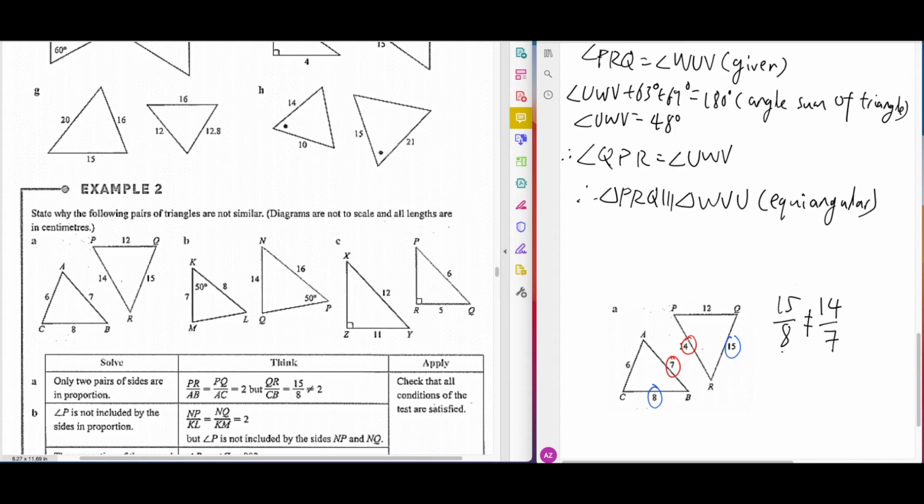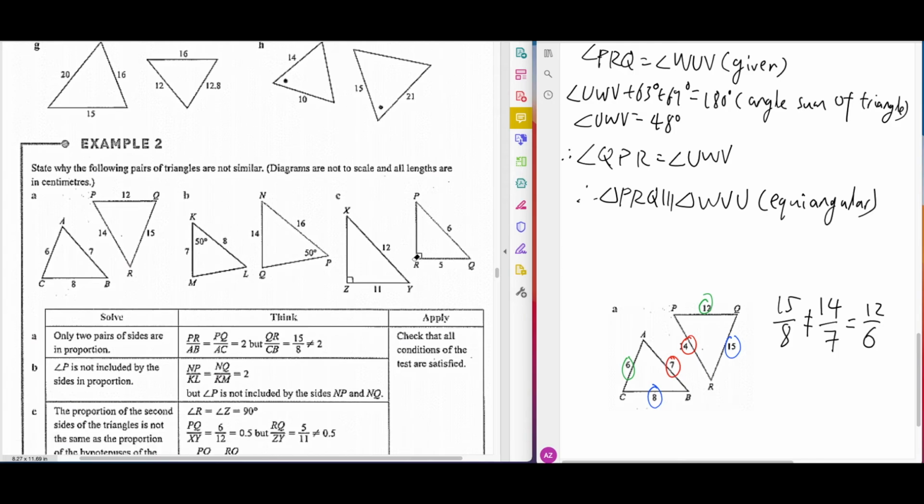No. So because two of the sides are not in proportion, the two triangles cannot be similar, right? And then you can check the third side. You can check the third side as well if you want to. So the third side is what? Is 12 on 6, right? Okay, so this equals this, but it doesn't equal 15 on 8. So remember, you need to have all three sides being in proportion to show that they're similar, right? So then that's how you can do these questions.